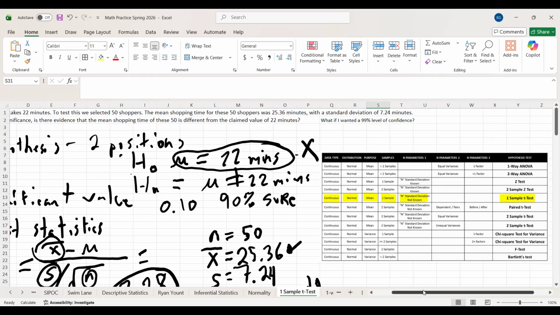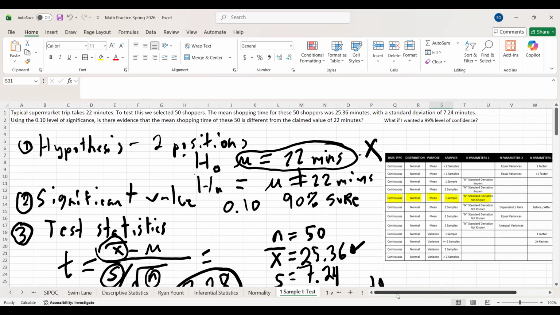And an example that we're going to use to go through it uses the same steps that we covered last week, just trying to get those ingrained in your head. So this one is a typical supermarket trip, which takes 22 minutes. We want to test it out. We selected 50 shoppers and we timed how long it takes them to go in, get their stuff and come out. The average mean shopping time was 25.36 minutes. So the supermarket's claiming that it takes 22.